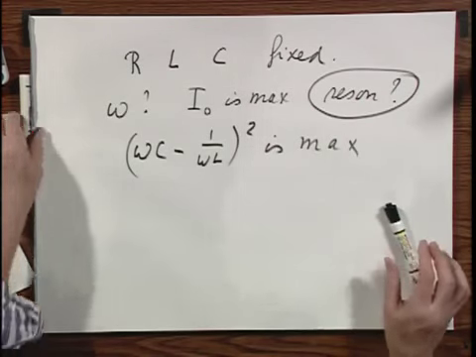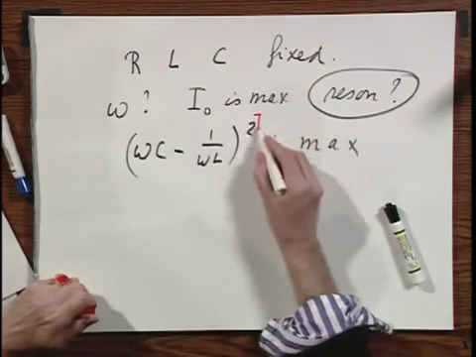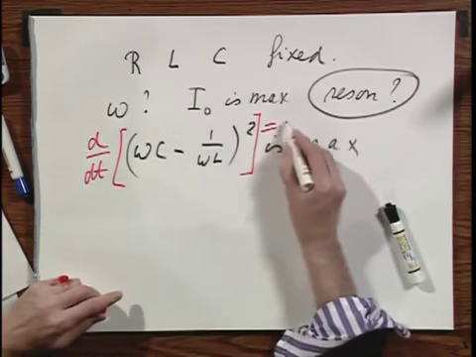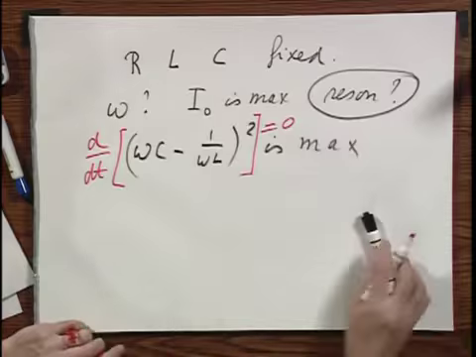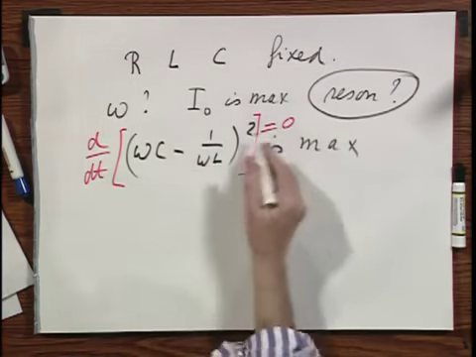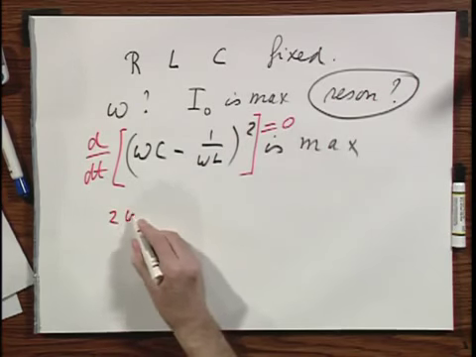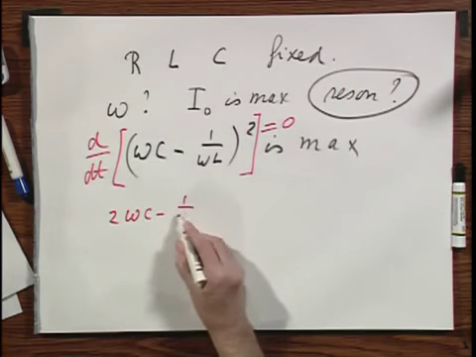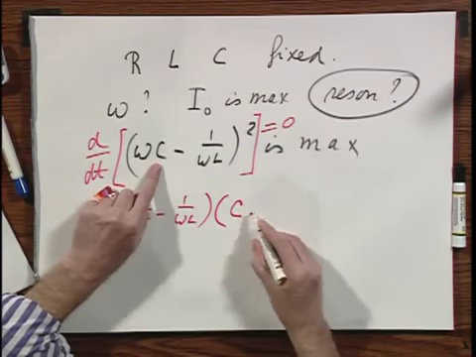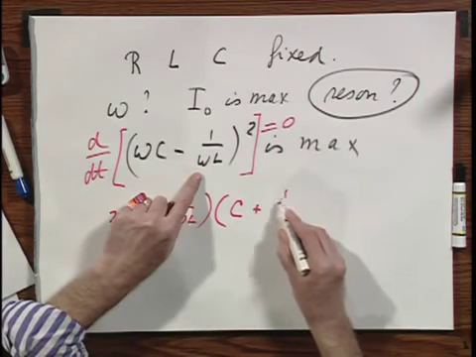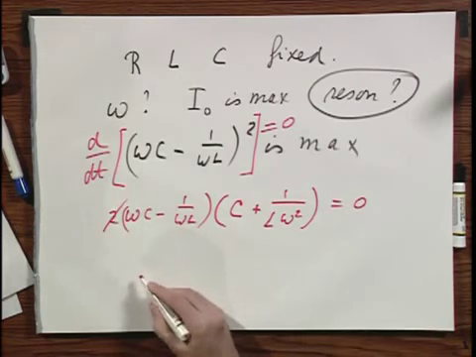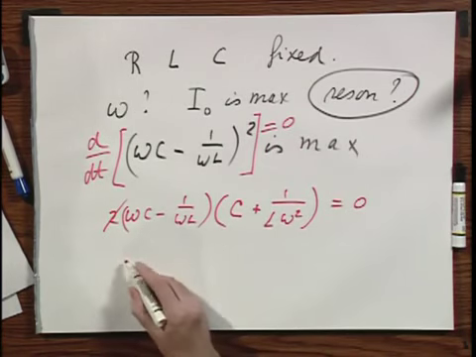But I can manipulate, I can massage omega to see whether I can make this a maximum. So some of you may be very clever and you may say, aha, I take the derivative of this and I make it equal to 0, and of course I will find a maximum value, no doubt. Well, why don't you do that? Let's do that together. We get 2 times omega C minus 1 over omega L. I use the chain rule. Then I get here a C, plus 1 over L omega squared, and that must be 0. I lose the 2, and I multiply this out.